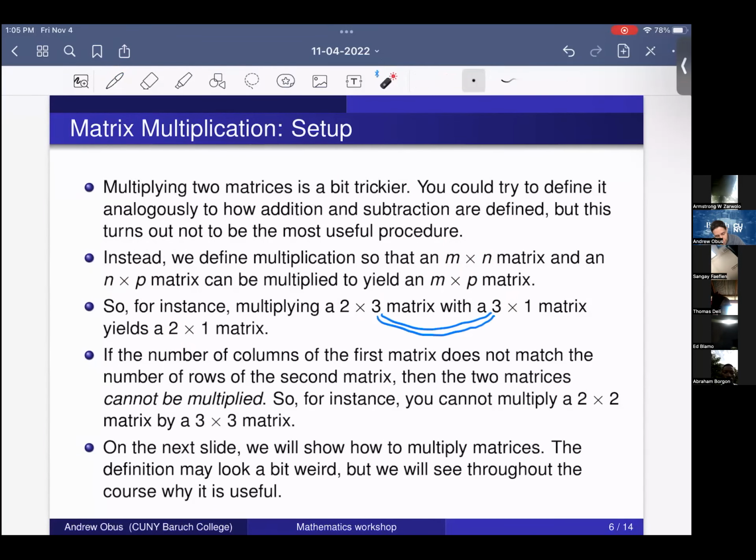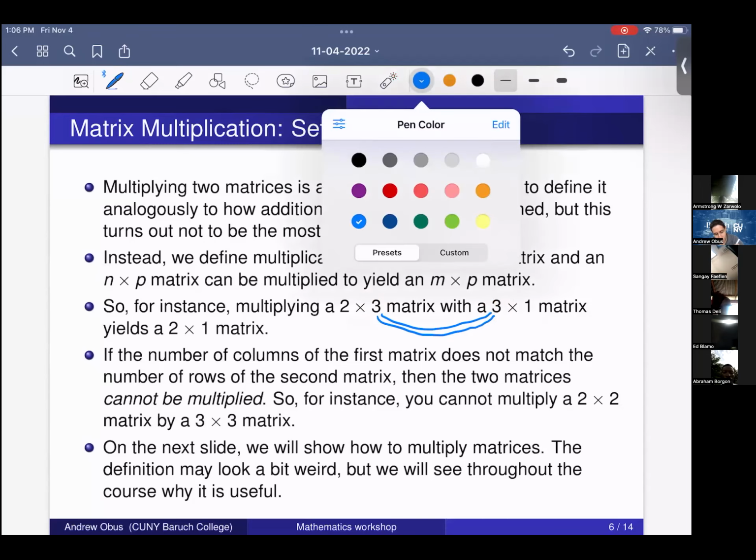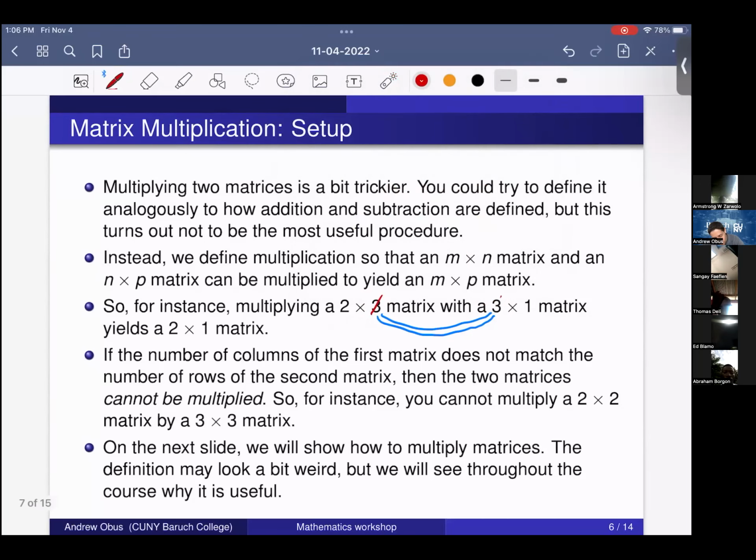The number of columns of the first matrix has to equal the number of rows of the second matrix. And then once those match, what's the dimension of the result? Well, you cross out the matching 3s, and what you're left with is a 2 by 1 matrix. Okay, so this is going to govern the sizes of the matrices that we can multiply.